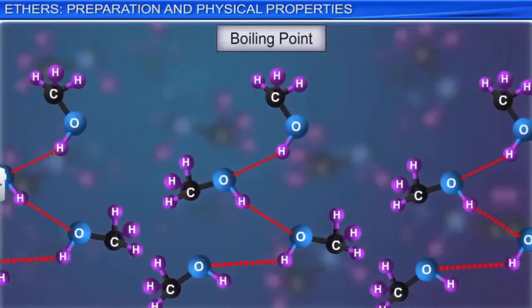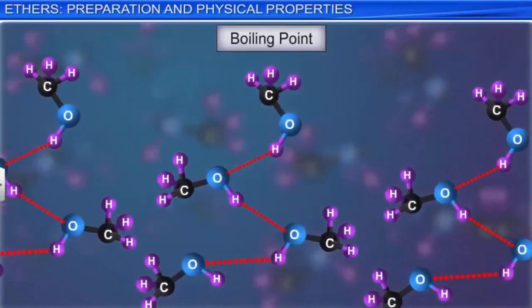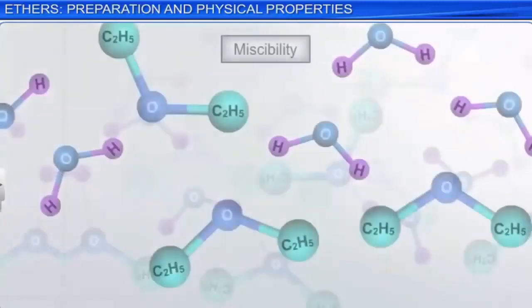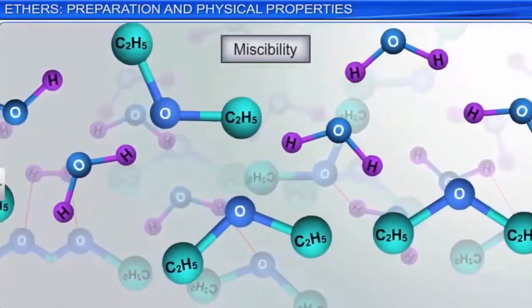The miscibility of ethers in water is quite similar to the miscibility of alcohols with similar molecular masses. 7.5 grams of ethoxyethane can dissolve in 100 ml of water, just below the 9 grams of 1-butanol that can be dissolved at the same conditions. This is because ethers, like alcohols, can form hydrogen bonds with water.